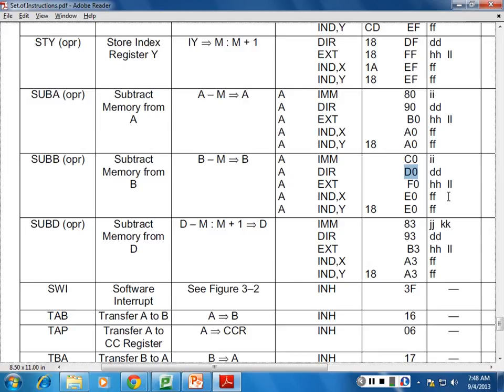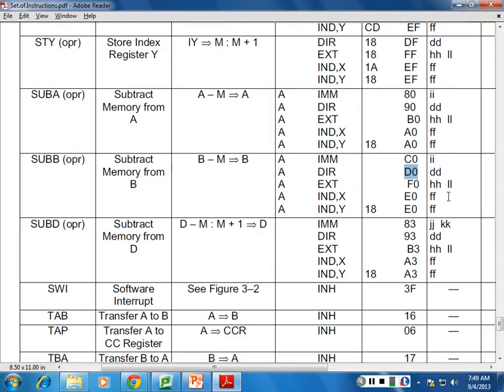If SUBB is direct, the opcode is going to be D0. Extended, F0. You see what I'm saying? So based on the addressing mode, the object code has two different parts. One is the opcode and another one is the operand.